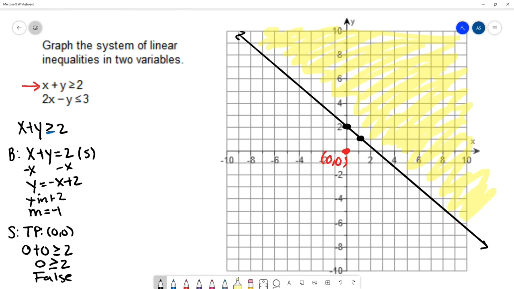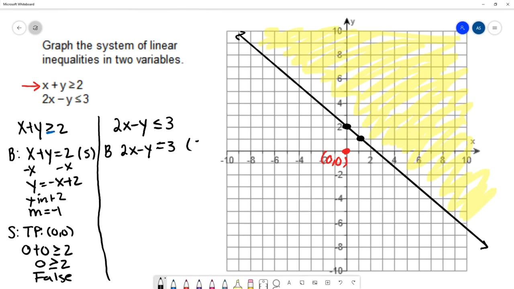Okay, now we're done with the first inequality. Let's do the second one. The second one is 2x minus y is less than or equal to 3. We're going to graph the boundary. That's 2x minus y equals 3, and we're going to draw it solid because we have the equal to in our inequality.